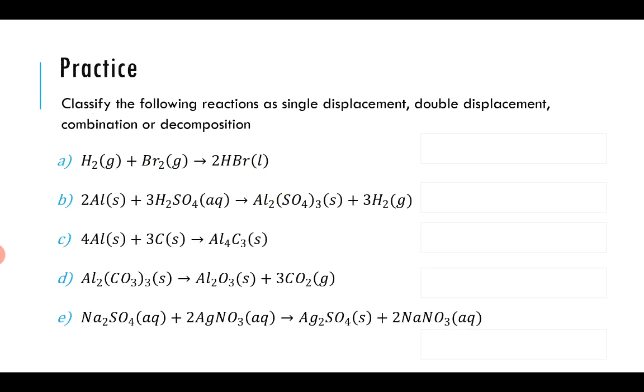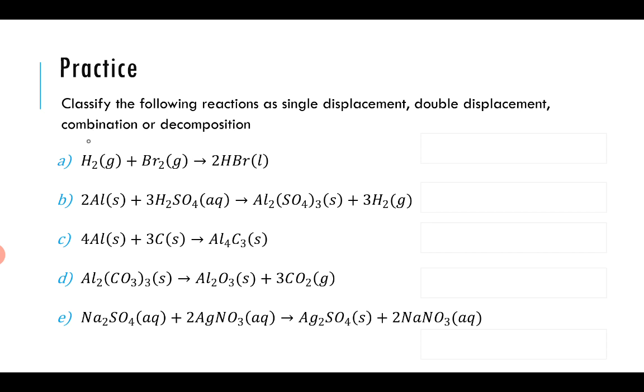So let's practice identifying these reaction patterns. Go ahead and pause the video and try to work out which of these reactions are single displacement, double displacement, combination, or decomposition. Okay, if you're continuing on, you must have already solved it and you're here to check your answers.